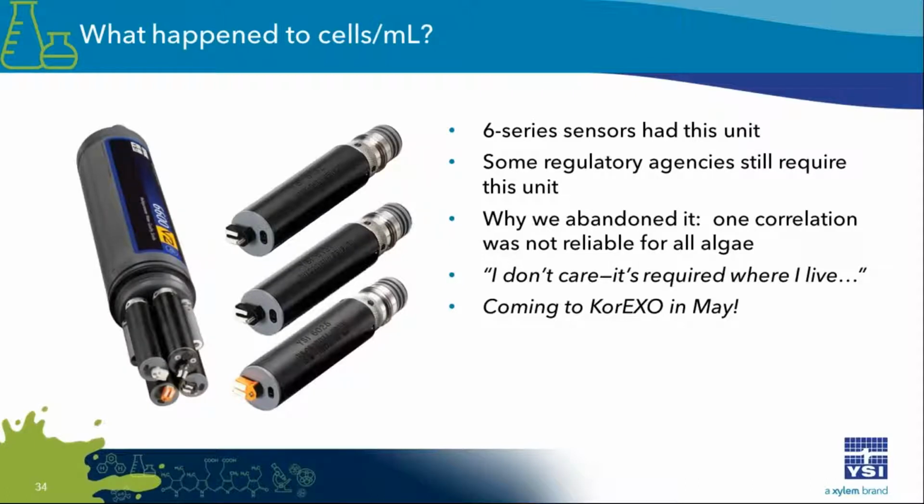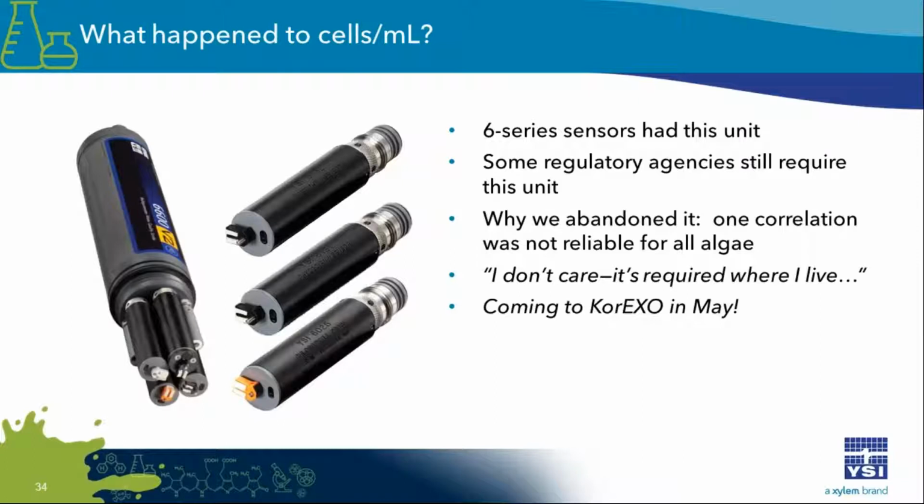Now, I think somebody actually was asking about cells per mil because the 6 series sensors had that unit, and it was pretty popular. Some regulatory agencies globally, in fact, still require scientists to report their readings in cells per mil, or cells per liter, as the case may be. We abandoned this with the EXO platform because as scientists we felt like the data were kind of confusing to people because, again, those correlations were developed with laboratory grown algae, and they weren't reliable for all algae and all situations. I've explained this to a lot of people, and to be fair, some people say, you know what, I don't really care about all that because I have to fill in this line for this regulatory agency, and we all know how that can be.